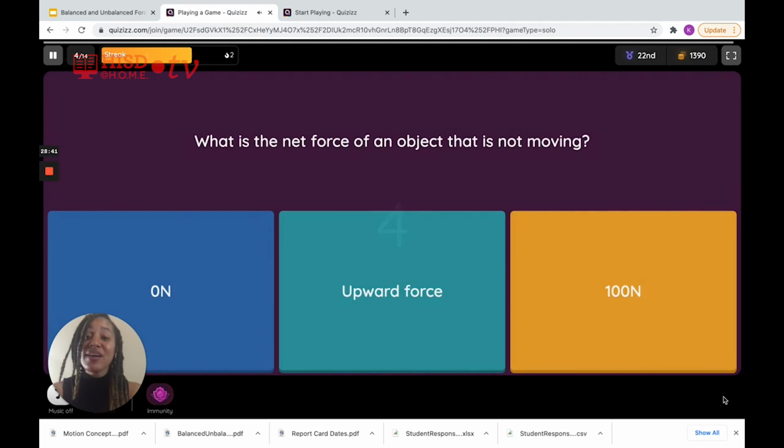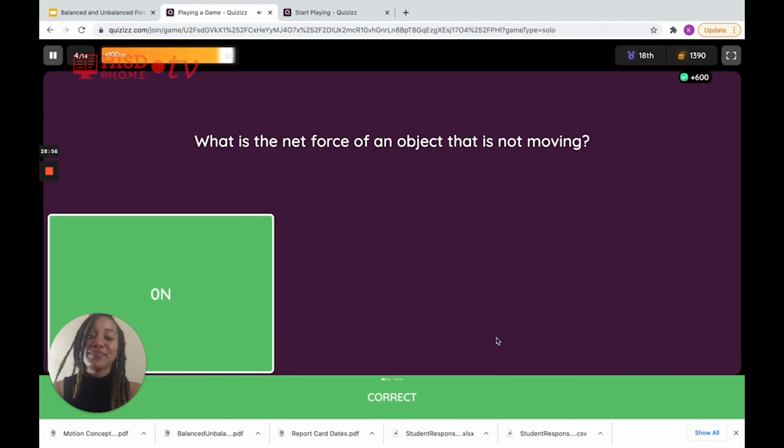Let's do 2 more. What is the net force of an object that is not moving? So what do you think the net force will be of an object staying still? Yes, it is 0.